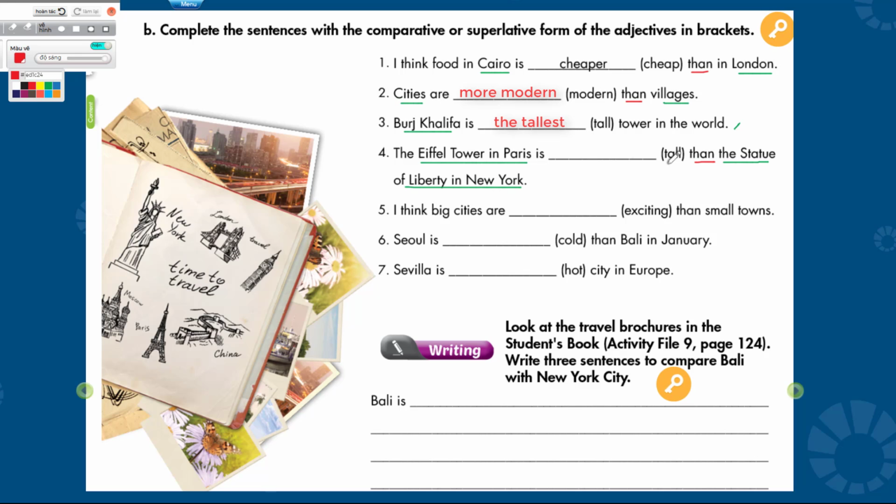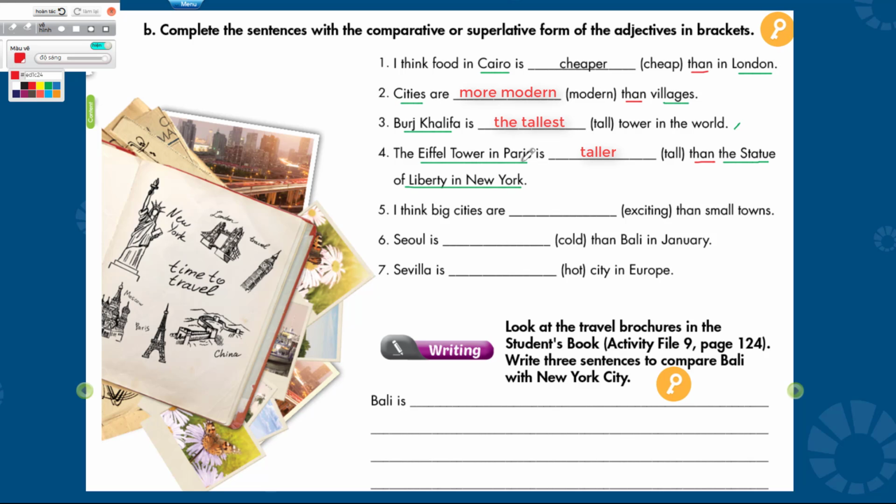Tall is a short adjective, right? So in comparative adjective we add er, right? Ta có tall là tính từ ngắn, right? Có một âm tiết. Như vậy ở dạng so sánh hơn chúng ta chỉ việc thêm cái đuôi er, taller, right? The Eiffel Tower in Paris is taller than the Statue of Liberty in New York. Okay, tòa tháp Eiffel ở Paris thì là cao hơn tượng nữ thần tự do ở New York, right?